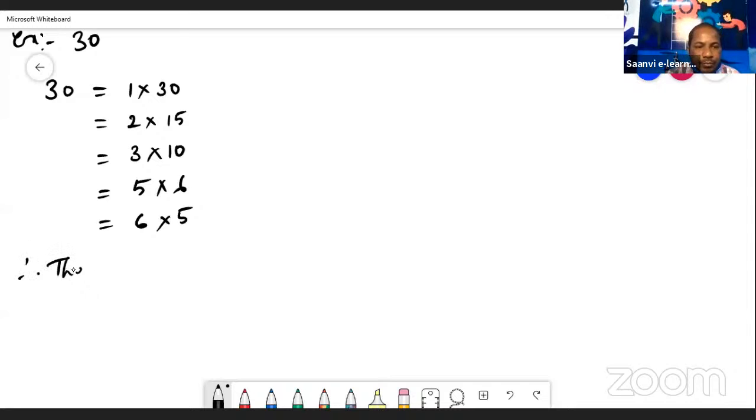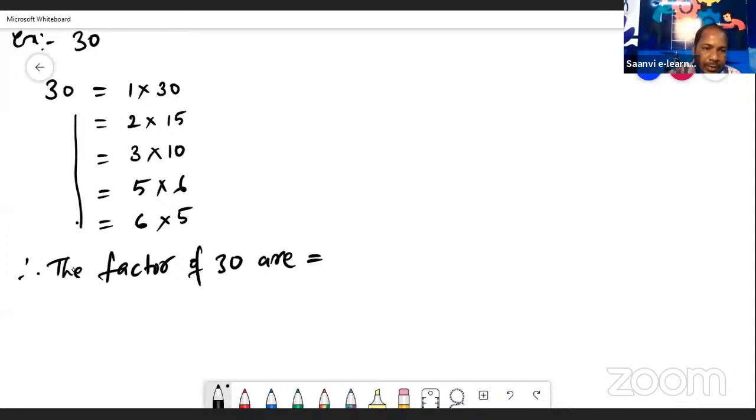Therefore, the factors of 30 are, what are the factors of 30? So what is the procedure to write the factors? First of all, left side numbers we have to write up to down. So up to what number is there? First number is 1, second number 2, third number 3, and the next number is 5, and next 6. So left side numbers are completed. Now right side numbers should go down to up. Okay, you should write from down to up like this.